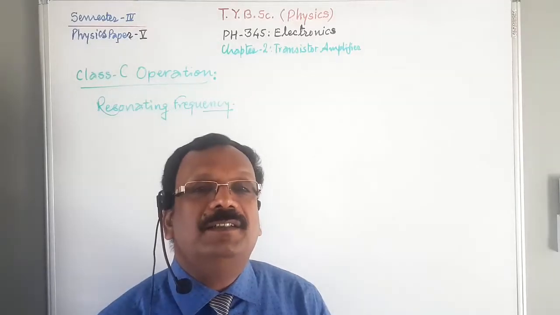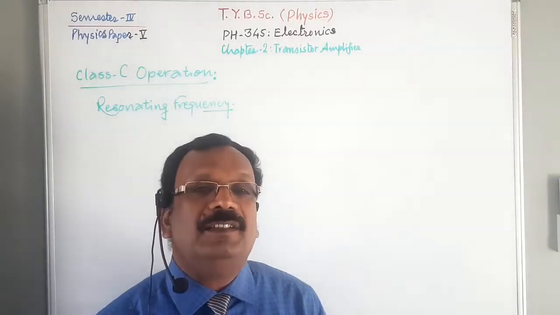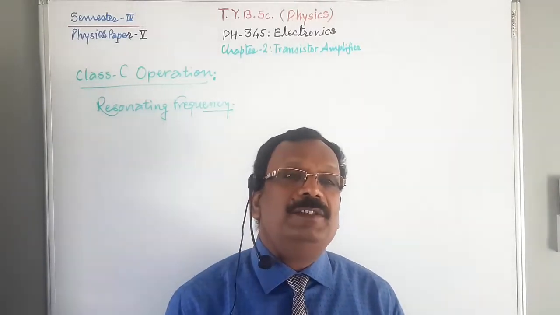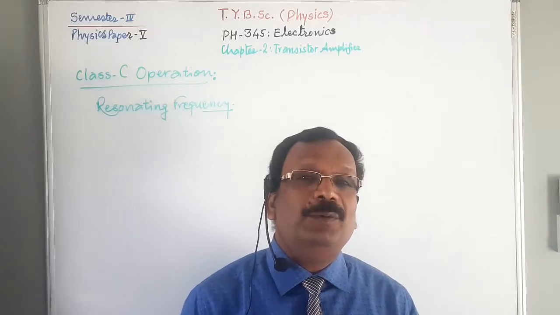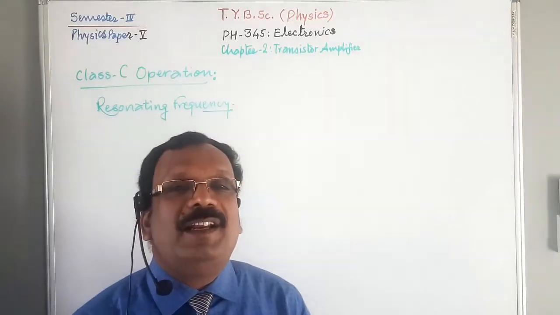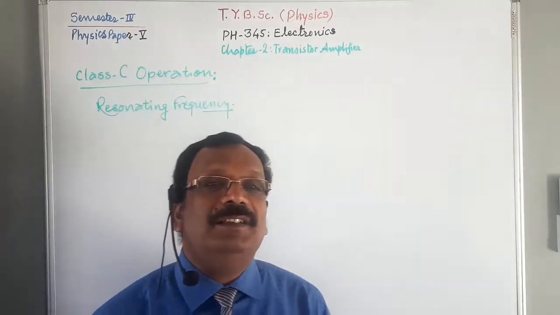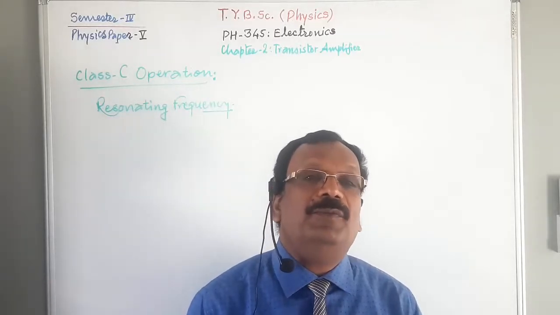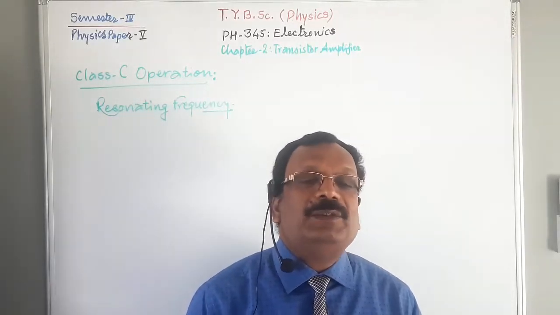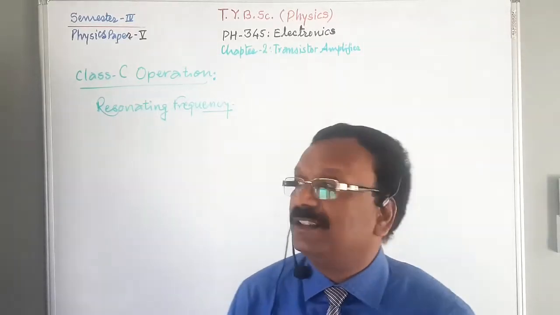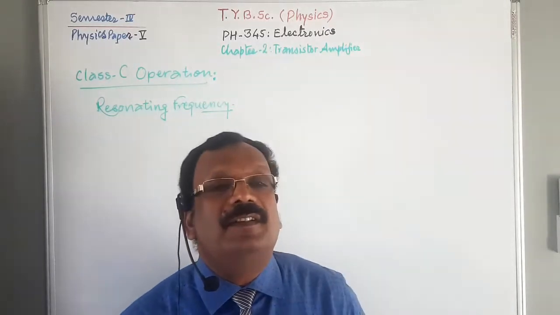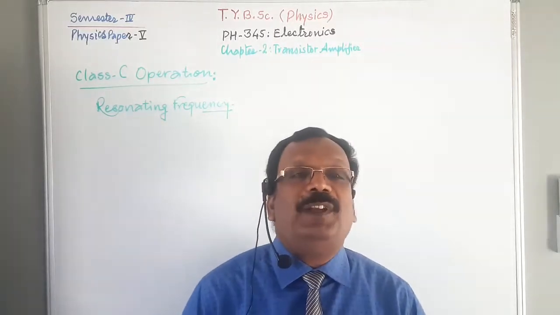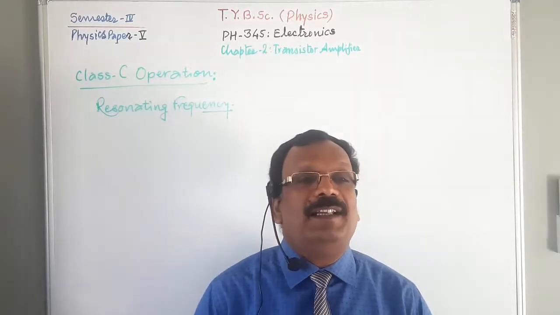In the previous lecture, we studied class B operation in detail. That means we studied the class B push-pull amplifier. We also saw how class B amplifiers are commonly used and why its efficiency is 78.5%. We also studied some introductory part of class C operation. As I already told you, in a class B amplifier, a push-pull arrangement is used and hence class B amplifiers are push-pull amplifiers.